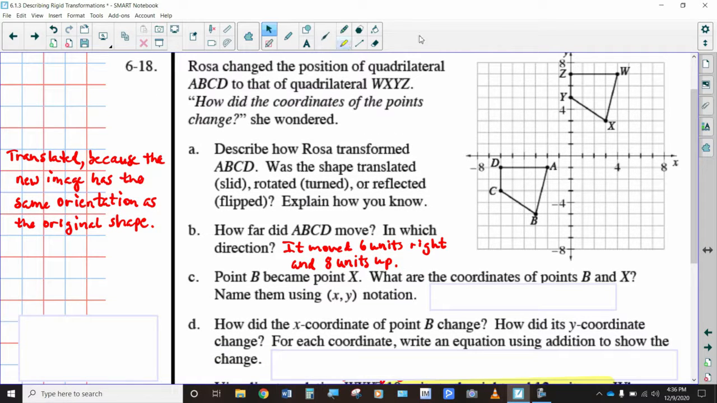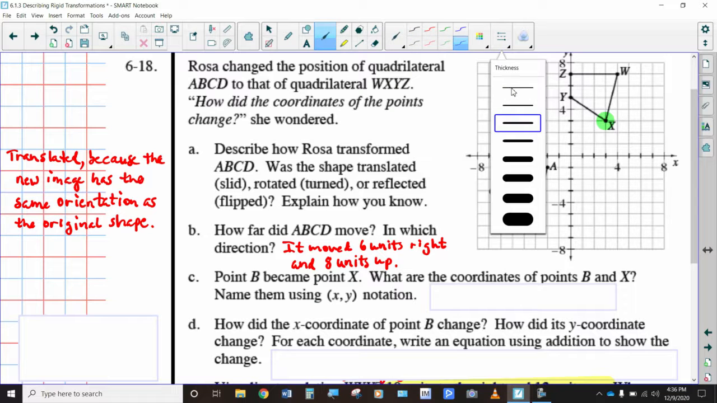This point right here, I'll go ahead and highlight it. This is point B, and it became point X. So they are the 2 points that correspond to each other in our 2 shapes here. So what are the coordinates of point B and X? Name them using XY notation.